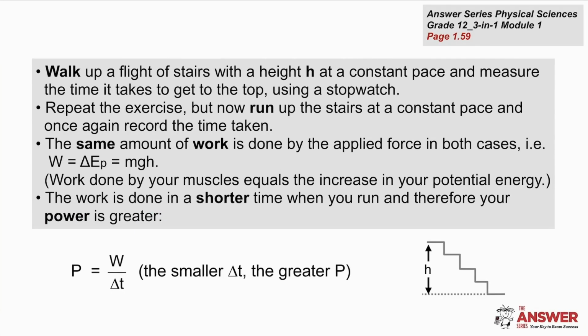Do a thought experiment. Of course, you can go and do this on any flight of stairs. But think, if you walk slowly up a flight of stairs, you do a certain amount of work, W equal to delta EP, which is mgh. If you run up the stairs, you do the same amount of work in a smaller amount of time. Your power output is more.